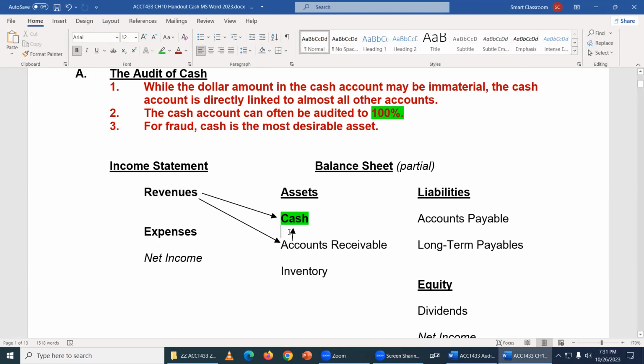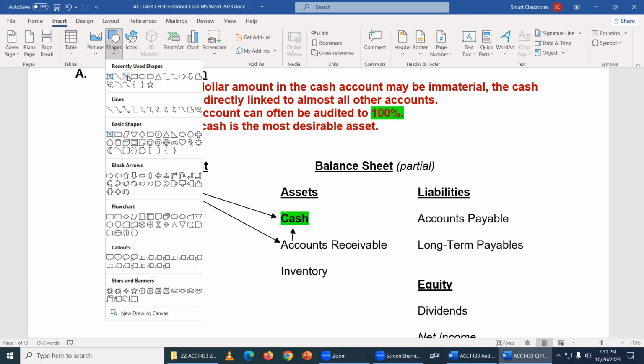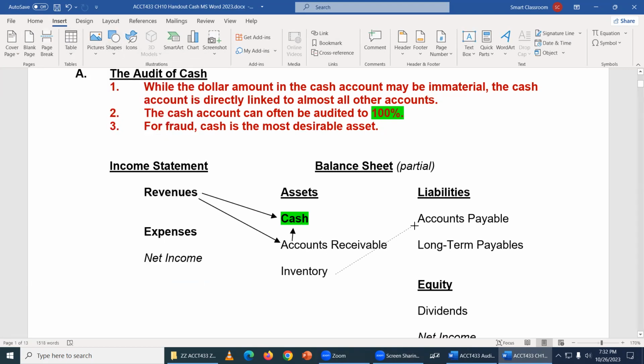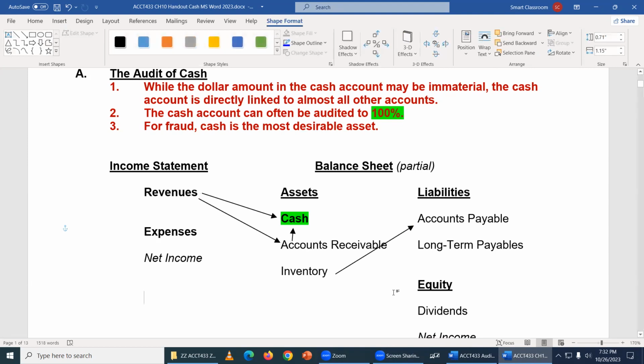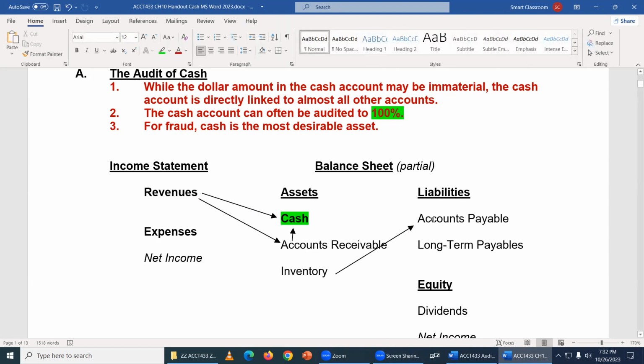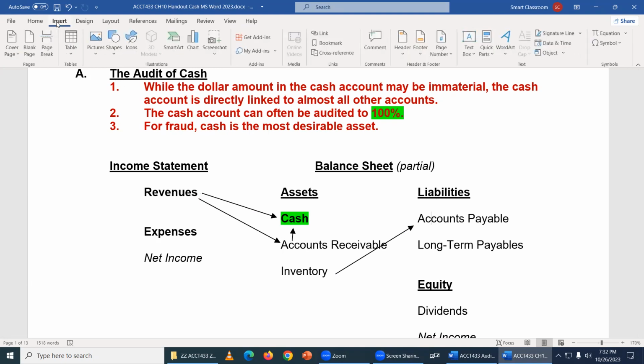Same thing with expenses: expenses go to cash and inventory. Let's do the inventory. Let's say we buy inventory on account. We get the inventory, it goes into accounts payable, we owe somebody for it. Well, what do we pay them with? We pay them with cash.